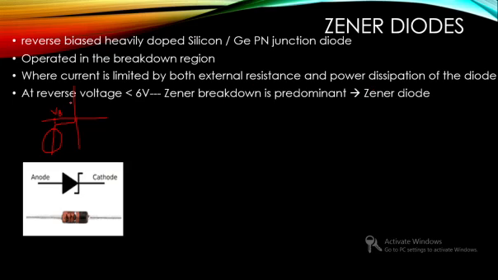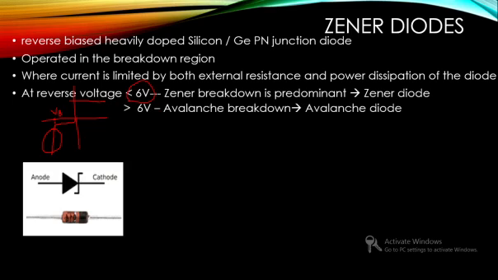So if you think of a reverse biased case, we have studied that two kinds of breakdowns are possible. One is called Zener breakdown, and Zener breakdown happens where the applied voltage in the reverse biasing is less than 6 volts. If it is greater than 6 volts, then avalanche breakdown will be more predominant, and in such cases the diode is called an avalanche diode, while in the other case it is called a Zener diode.